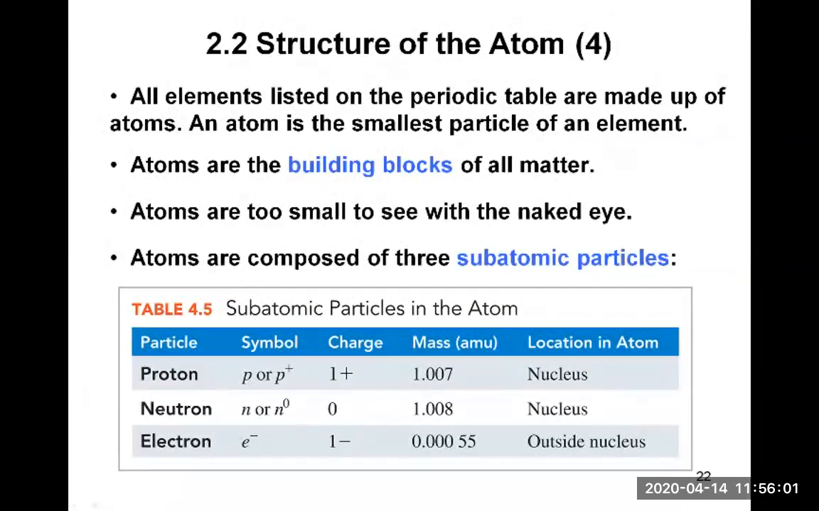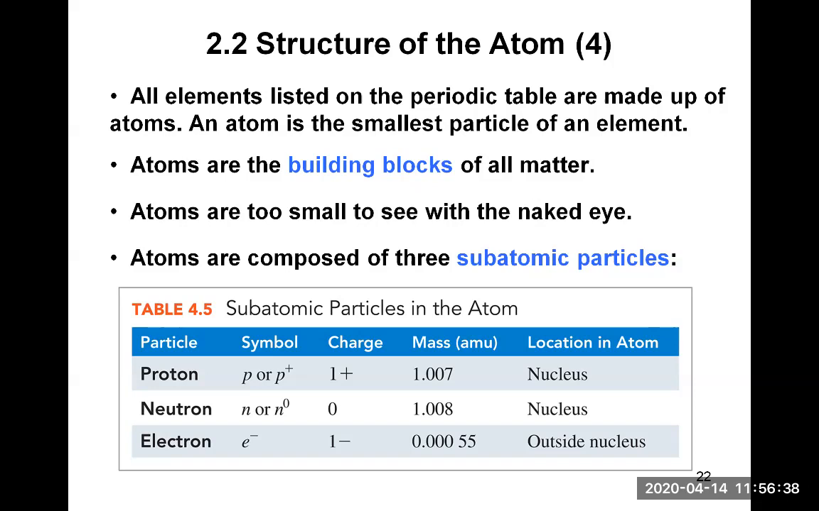So this video will go over section 2.2 on the structure of the atom. All elements listed on the periodic table are made up of atoms. An atom is the smallest particle of an element, and so atoms are the building blocks of all matter. But atoms are way too small to see with the naked eye. Even with very sophisticated machines, it's very hard to see an atom down to its size.